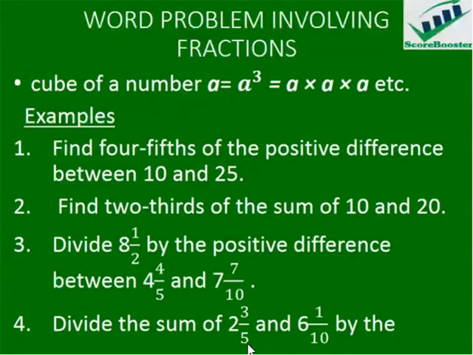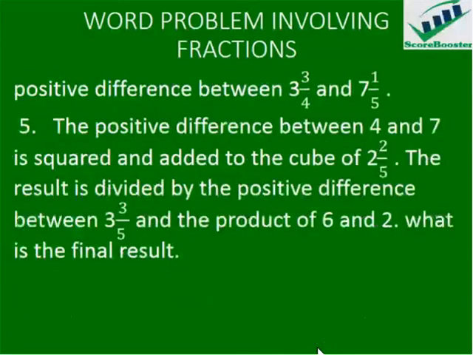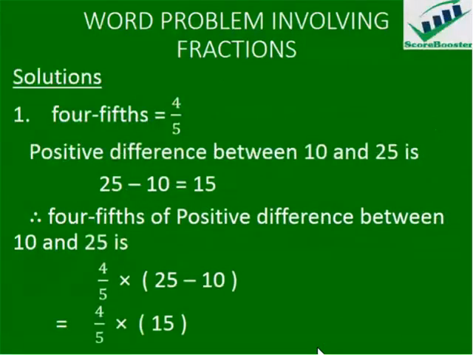So we apply the same wisdom we did for all this into the other question. Now we move to the solution of the examples. We have 5 examples in all. So the first question says we should obtain the 4/5 of the positive difference of 25 and 10.